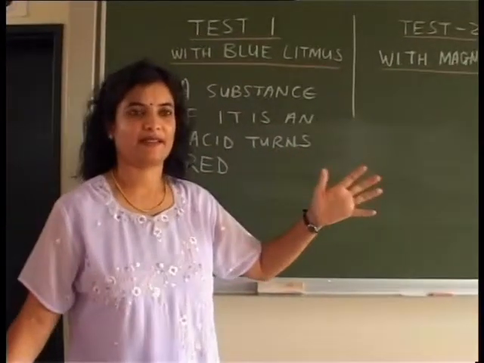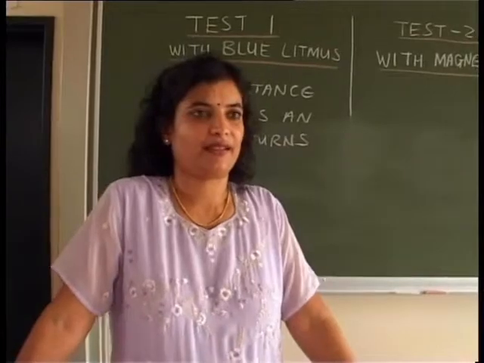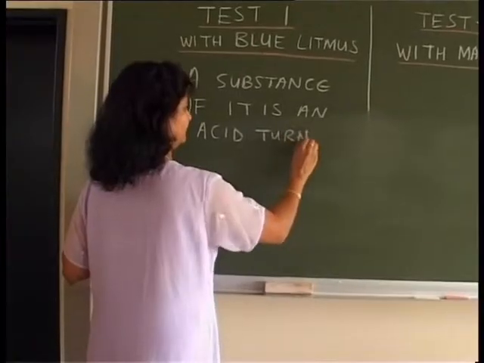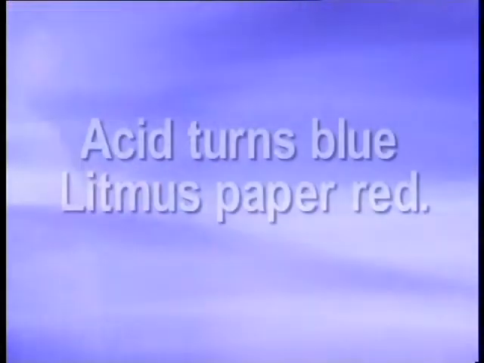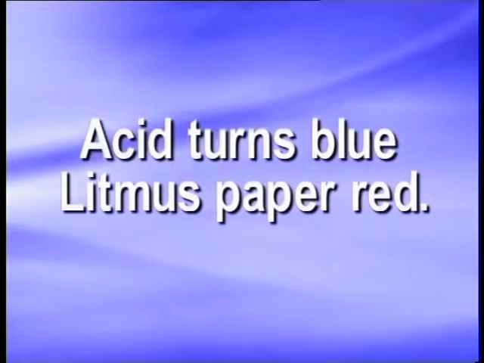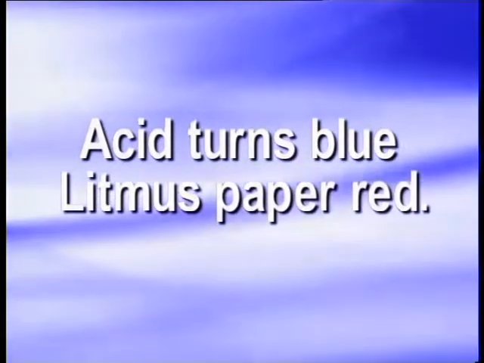What is the color of blue litmus in acid? Ma'am, it turns red in acid. So blue litmus turns red. The teacher explains that litmus paper is an acid-base indicator which changes color when dipped into a solution of an acid.